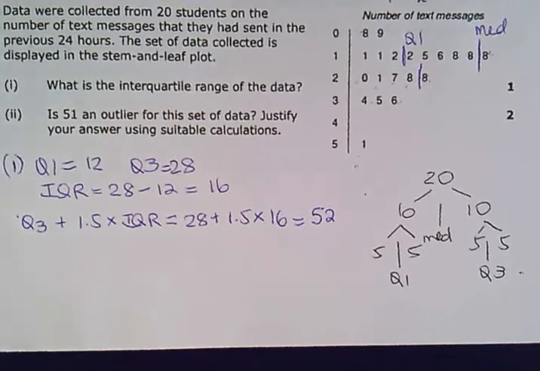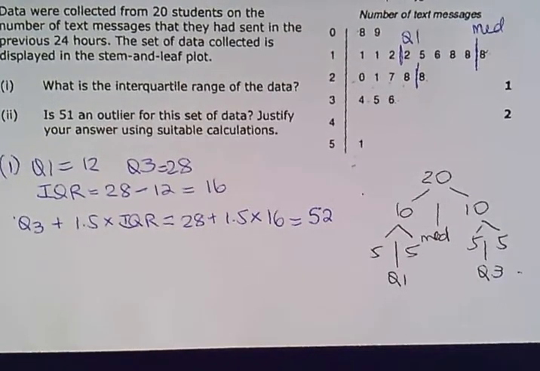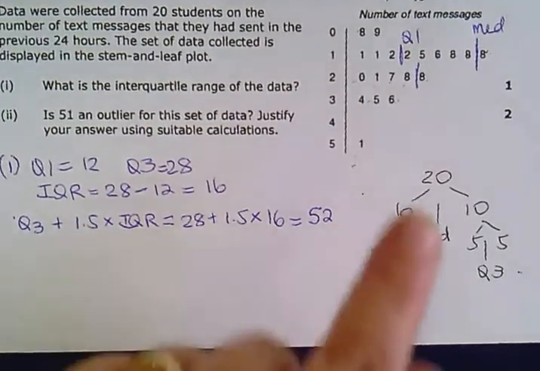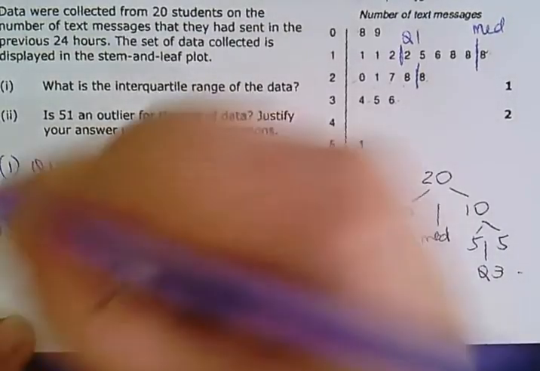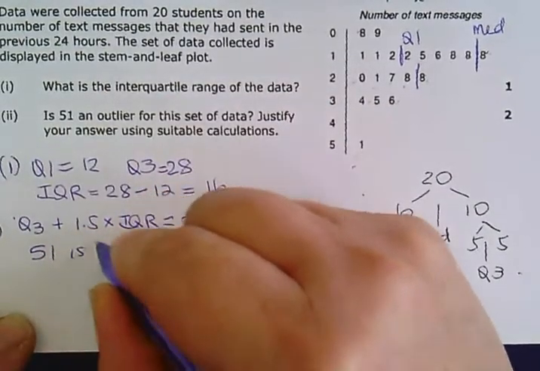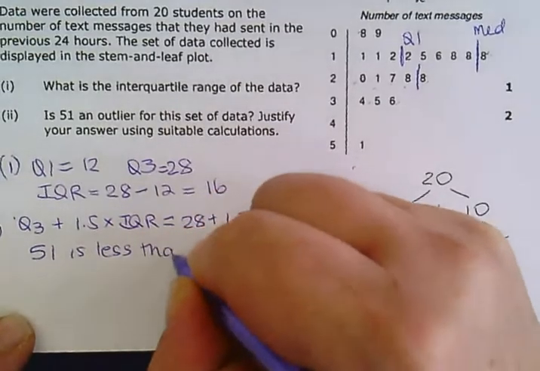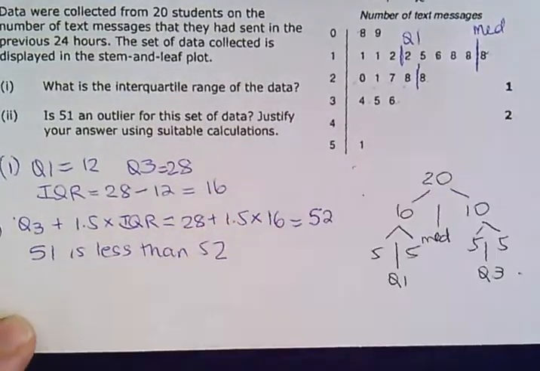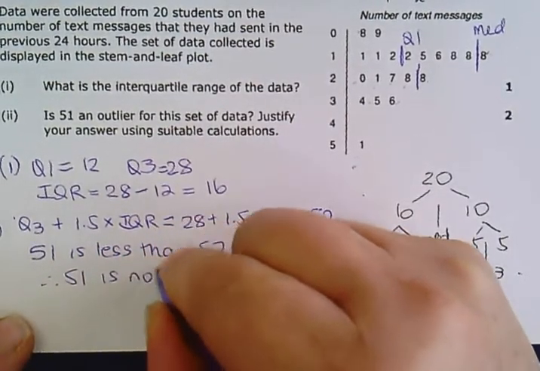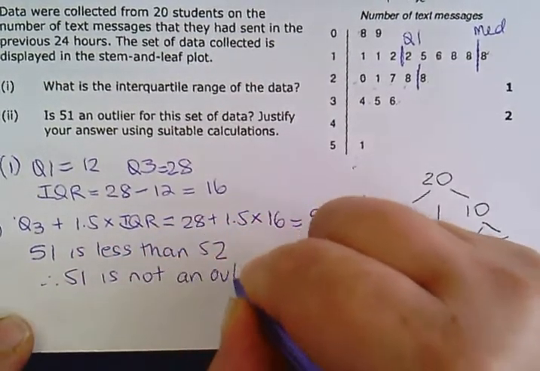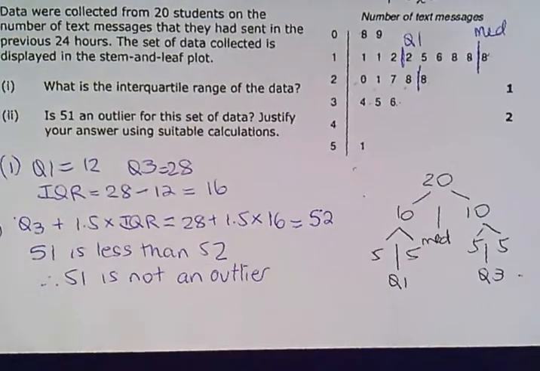Now, go back to the definition. An outlier is a score that is greater than this. Is your score of 51 greater than that? No. So 51 is less than that answer of 52. So therefore, 51 is not an outlier. It has to be greater than 52. Do you get that? All right.